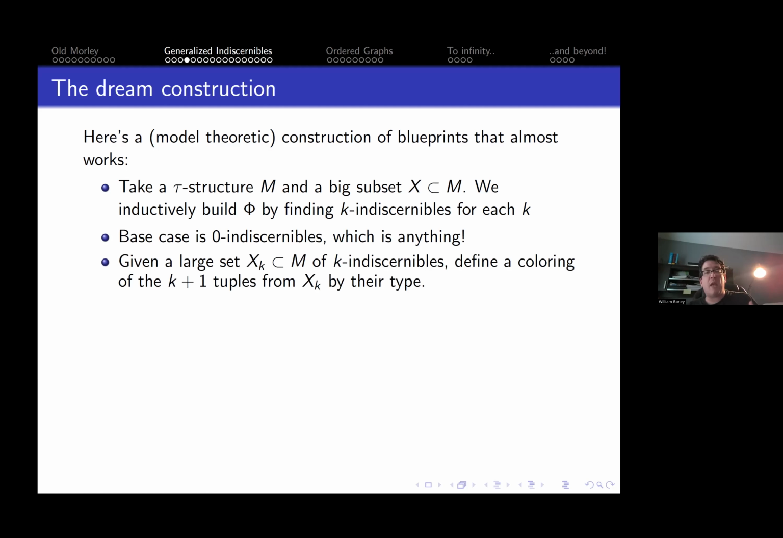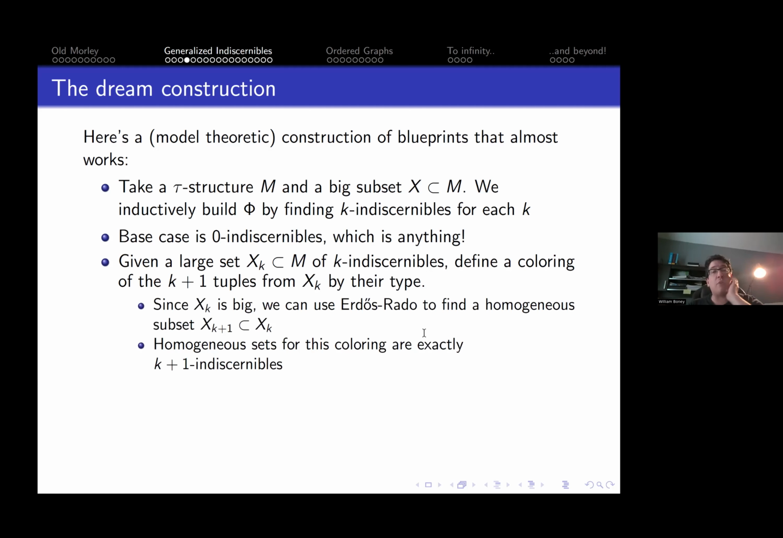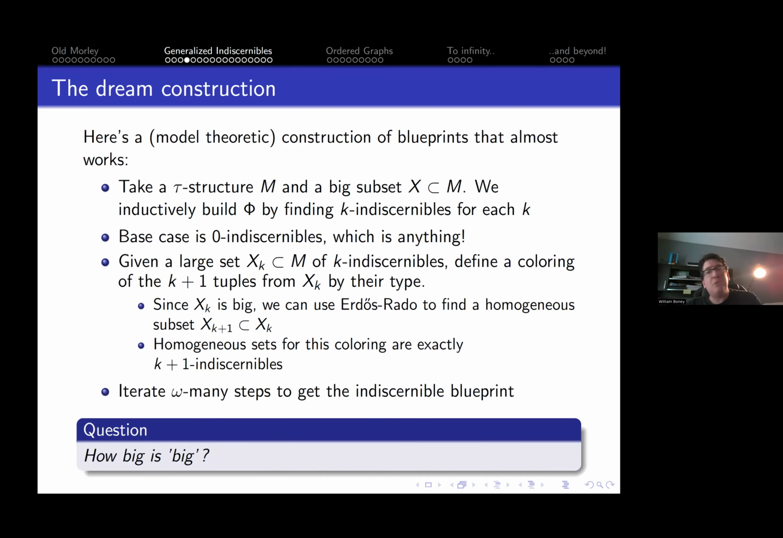In the inductive step, if I've got a large set X_k of k-indiscernibles, I can color the k plus 1 tuples from it by their type. Okay, so that's a coloring. I can use the Erdős-Rado theorem to find a homogeneous subset X_{k+1}. The homogeneous sets for this coloring are exactly k plus 1 indiscernibles, right? I've colored them by their type, so their type is all the same. You just do this omega many times and you get your indiscernible blueprint.